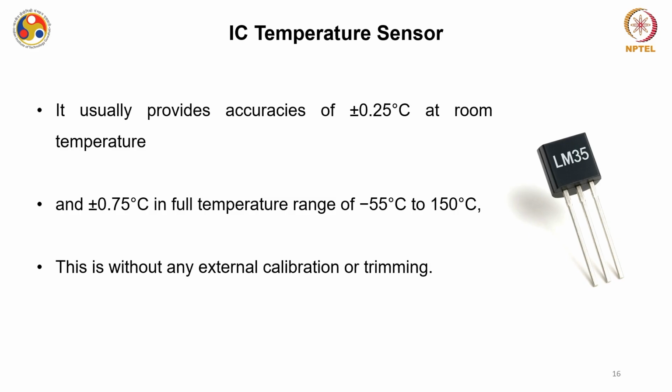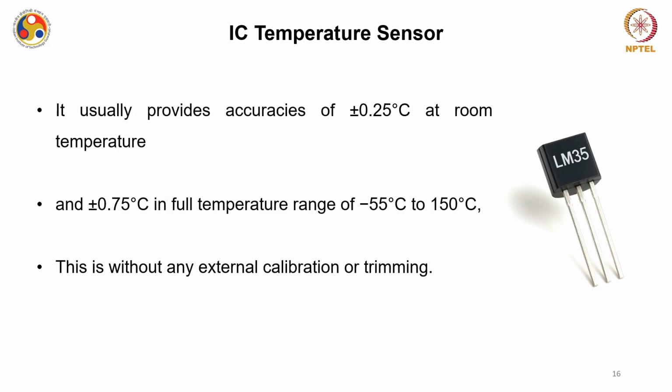LM35 is a common temperature sensor whose output voltage is linearly proportional to the temperature. It usually provides accuracies in the range of plus minus 0.25 degree Celsius at room temperature, and if you consider the complete temperature range, which is usually from minus 55 degree Celsius to 150 degree Celsius, the accuracy is around plus minus 0.75 degree Celsius. And please note that this is without any external calibration or trimming.